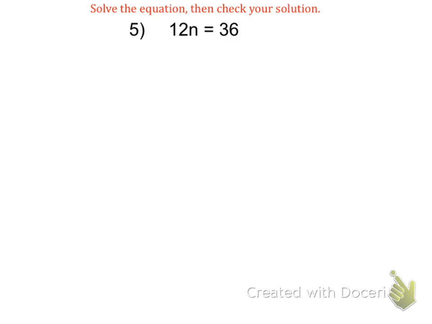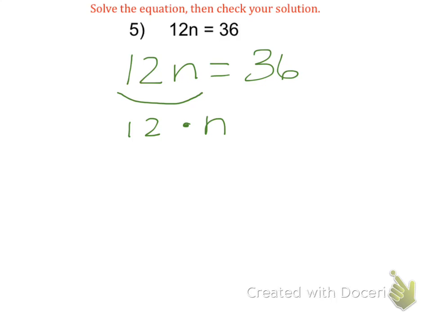Number 5, we have something a little different here. We have multiplication going on. Whenever you see a number next to a variable like that, that means 12 times n. If you want to rewrite it as that, so you remember, that is just fine. But that's what that means, 12n.